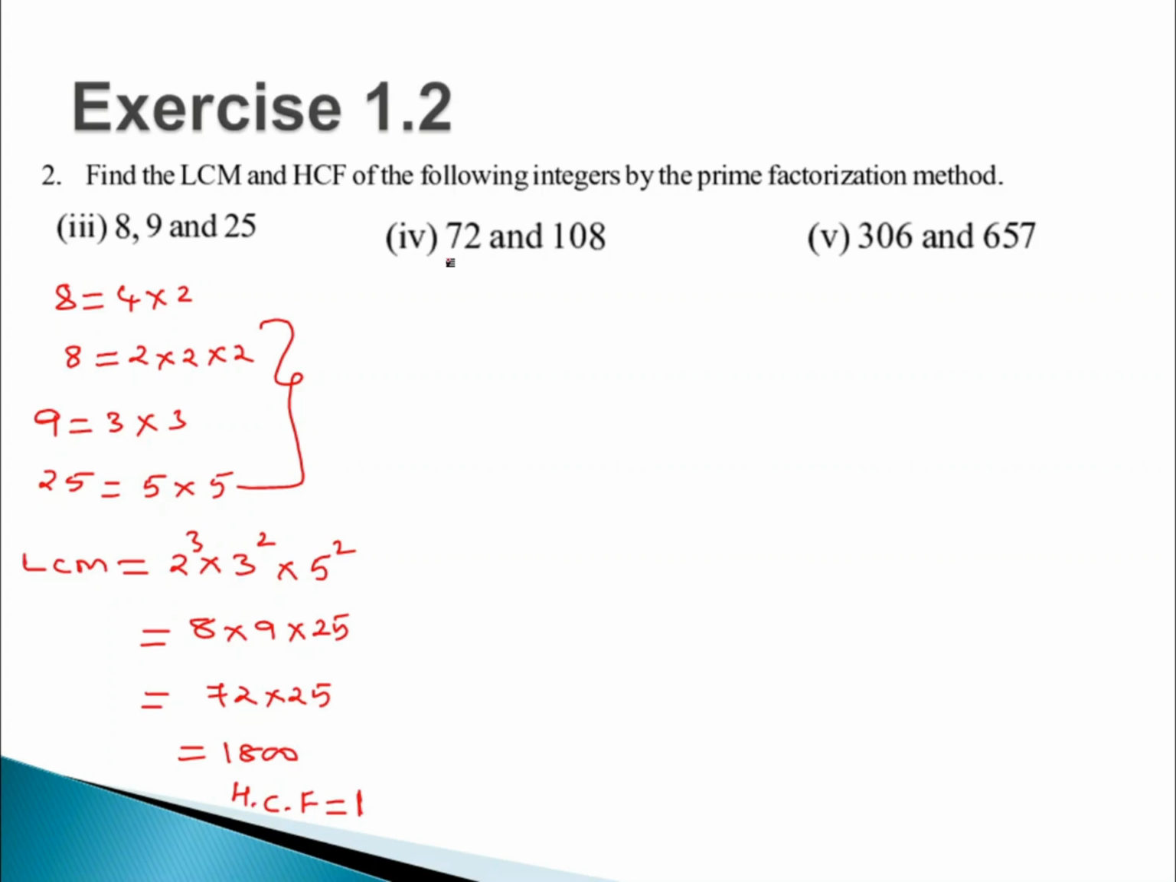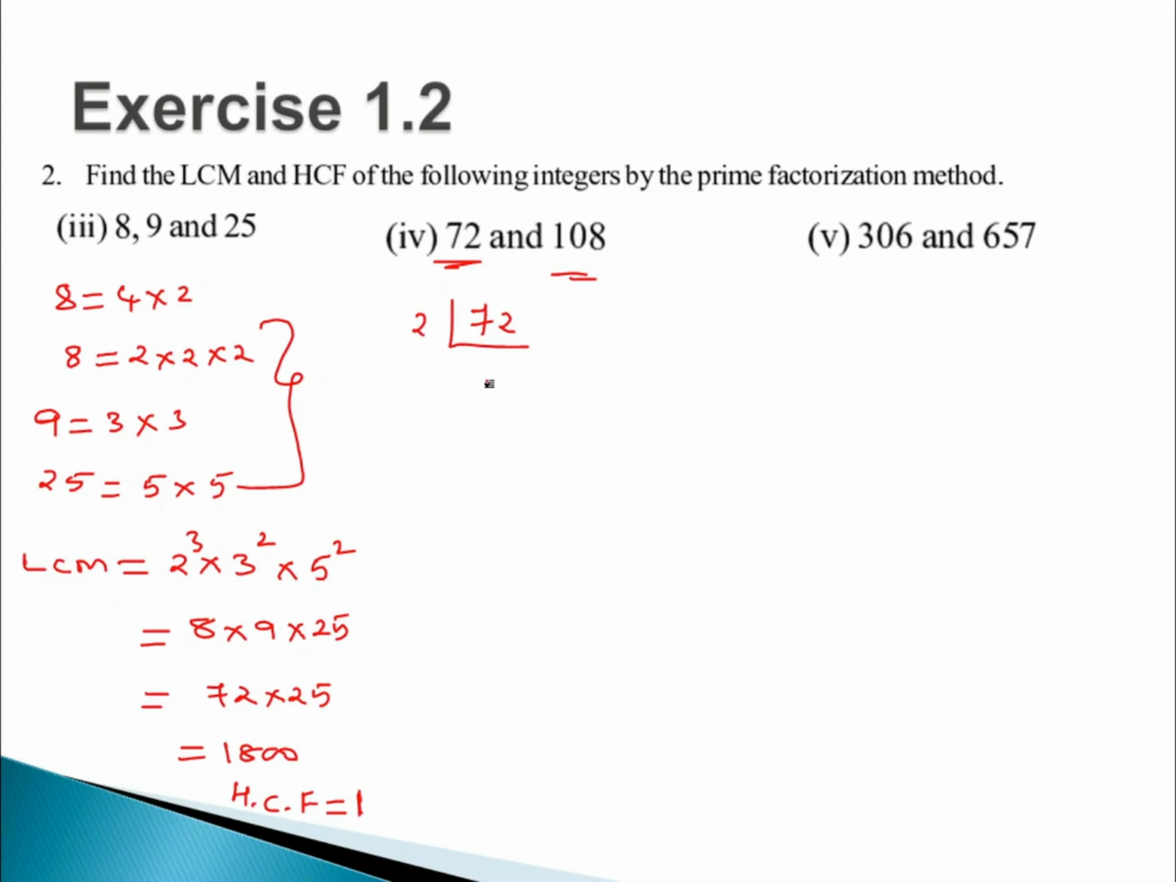So let us look at the numbers 72 and 108. If you are having single digit numbers or double digit numbers, you can find their multiples easily. But if you are having big double digit numbers or triple digit numbers, it's hard to find the multiples. Then how to do that? I can do this using the factorization method.